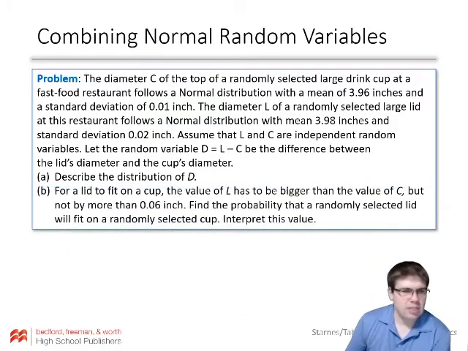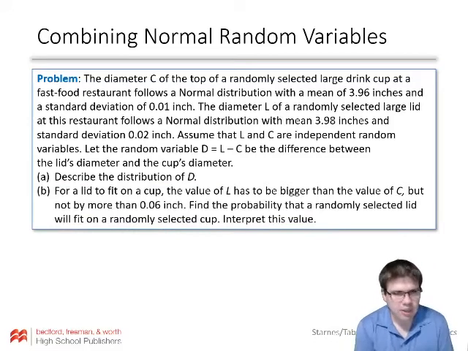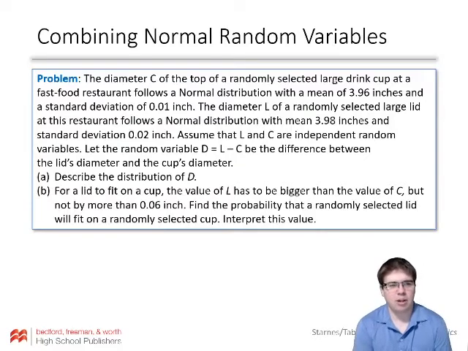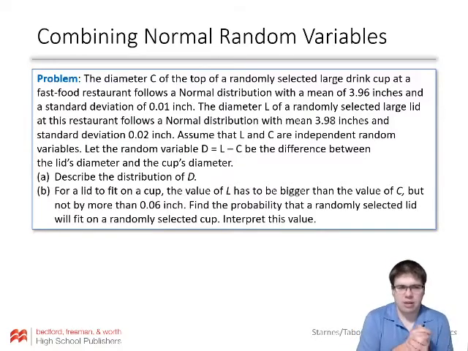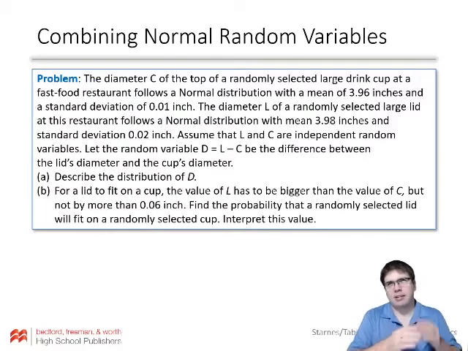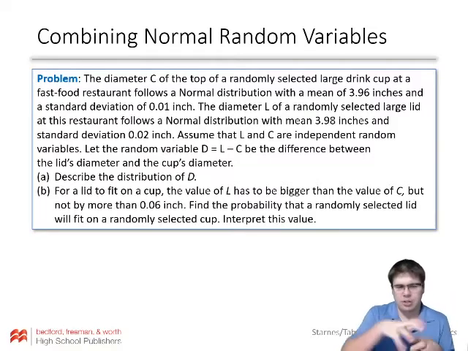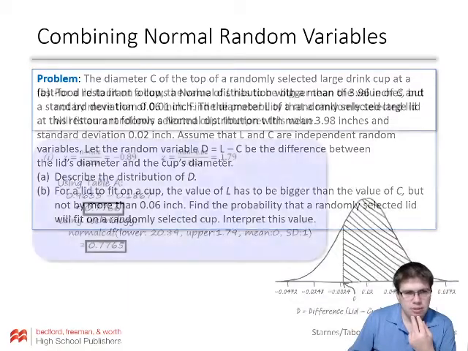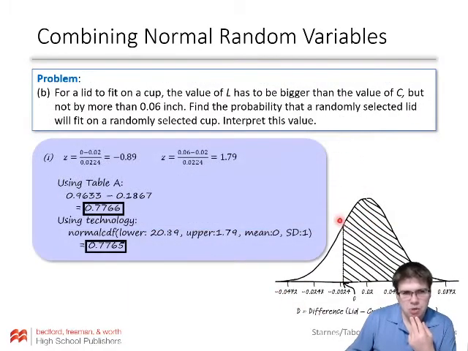So then what if we ask for a lid to fit on a cup? The value of the lid has to be bigger than the value of the cup, but not by more than 0.06 inch. Find the probability that a randomly selected lid will fit on a randomly selected cup. Interpret this value. So it has to be greater than 0, but the lid can't be more than 0.06 larger, or else it's too loose and it'll just fall off. And so if we graph that distribution, we're talking about numbers in this range, and this is the list of differences.